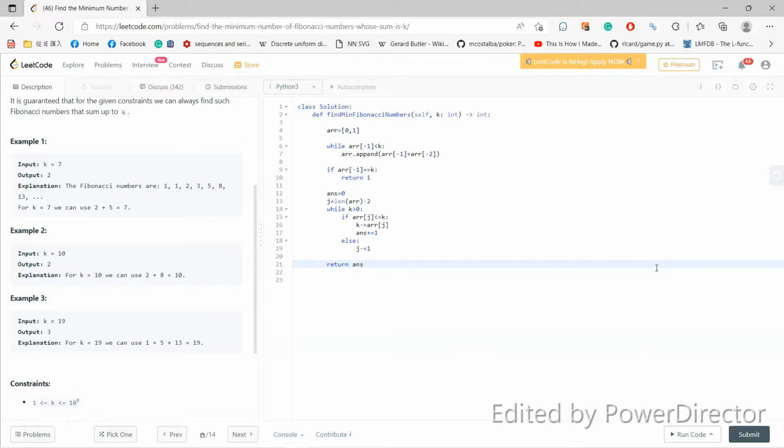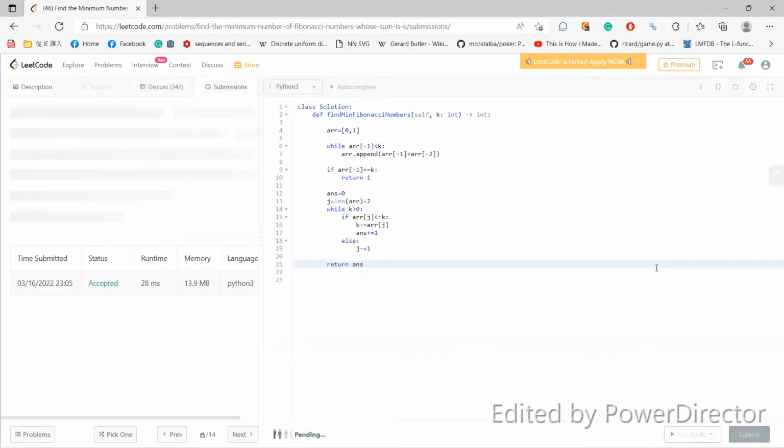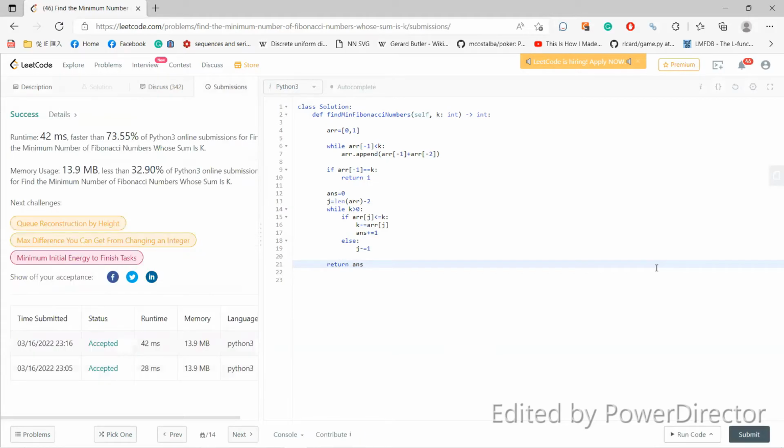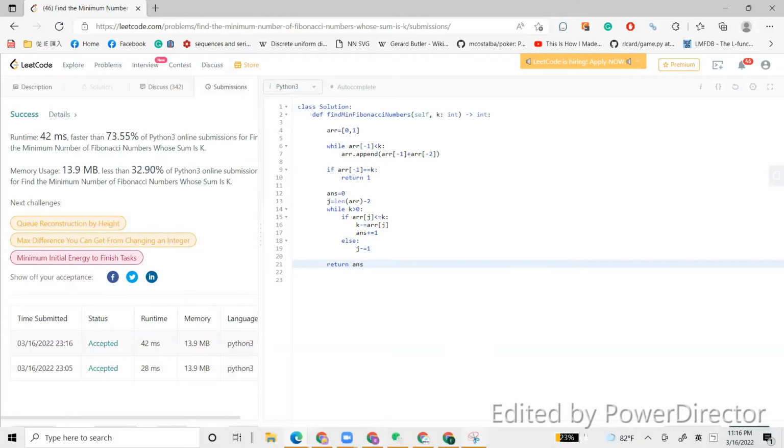You find the closest small Fibonacci number, which is smaller than k. Otherwise, you do j minus-equals 1 to find another one. Okay, return answer. This is very fast, and this is a key point that you can solve this problem. But the reason is why.